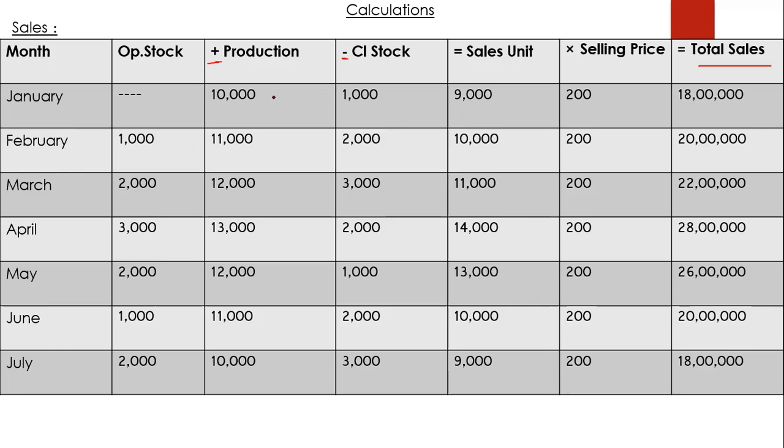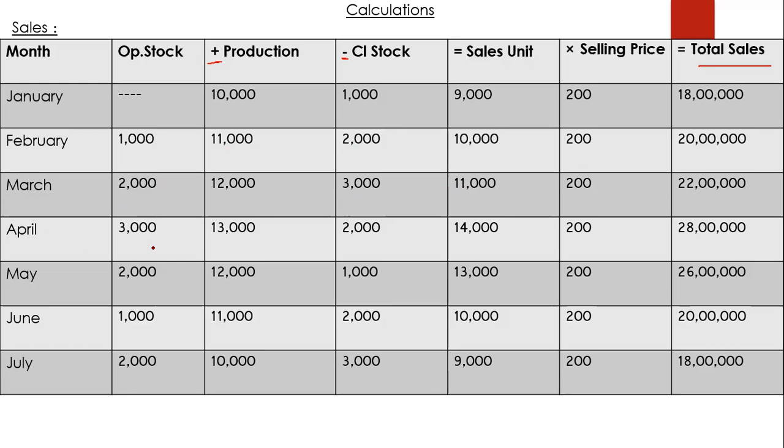Now for February, January month's closing stock will be opening stock for February. So 1,000 will come in the opening stock, plus 11,000 is equal to 12,000 minus closing stock 2,000 is equal to 10,000. 10,000 into 200 is equal to 20 lakh. So our total sale for February month is 20 lakh. For March, closing stock of February will become opening stock of March, that is 2,000 plus production 12,000 minus closing stock 3,000 is equal to 11,000. 11,000 into 200 is equal to 22 lakh. So total sale of March will be 22 lakh.